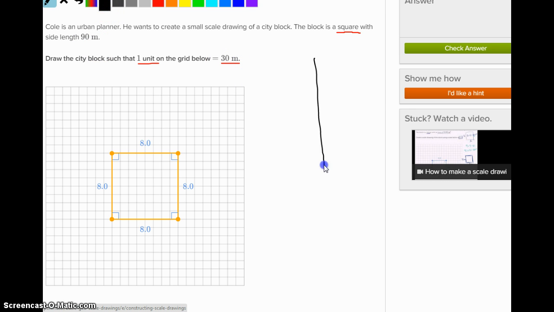So I could think of this as a table. My number of units and my number of meters. So if I have 1 unit, that means I have 30 meters. If I had another unit, then I would have a total of 60 meters. And if I had 3 units, I would have 90 meters. Well, 90 meters is what I want, so I know every side should be 3 units.